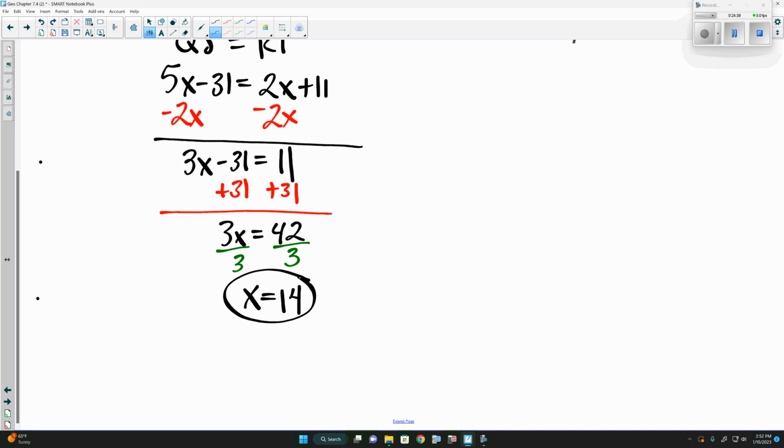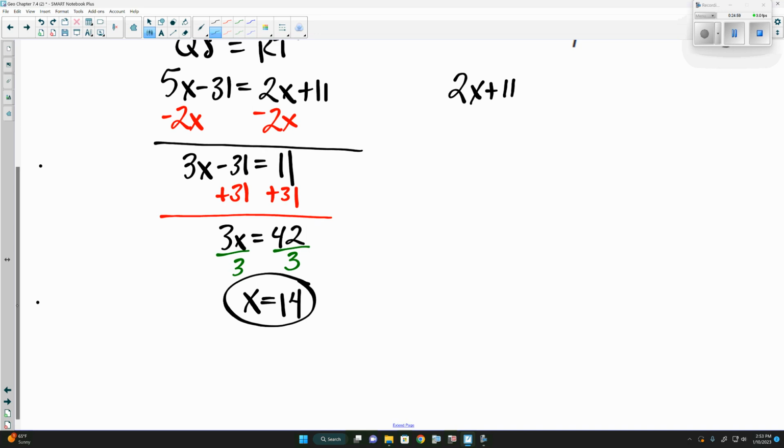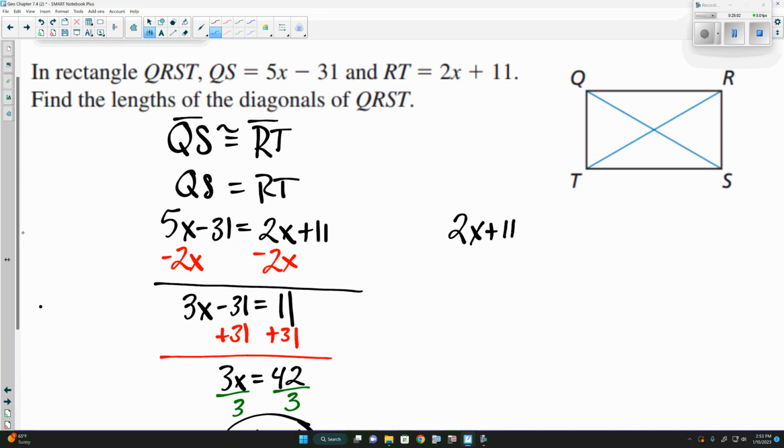Questions on this here? So, plug it back in. Which one do we plug it back into? The diagonals. Yeah. We want to find the length.